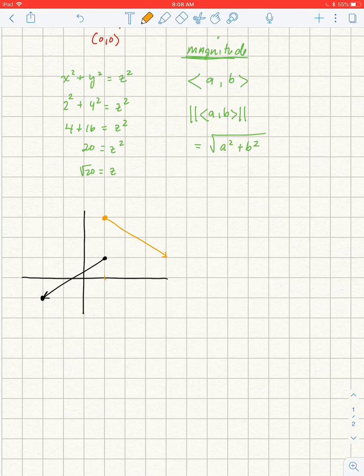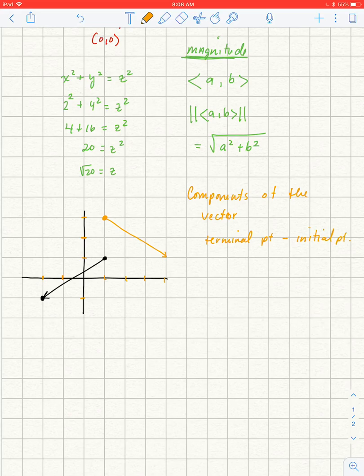Now the main thing is when you're trying to find what the vector is, you're really just doing your terminal point minus your initial point. So again, always remember when you're trying to find the components of the vector, it's always terminal minus initial point. So what do I mean by that?